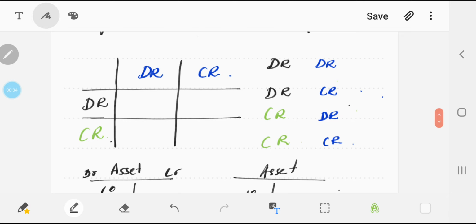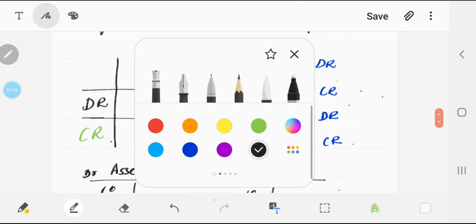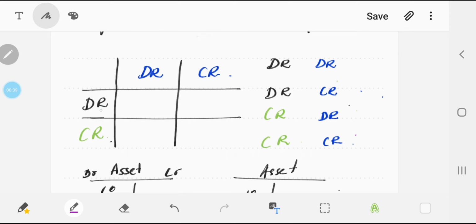Now let's look at the first example. A debit and a debit would increase the value of debit. This is example number 1.